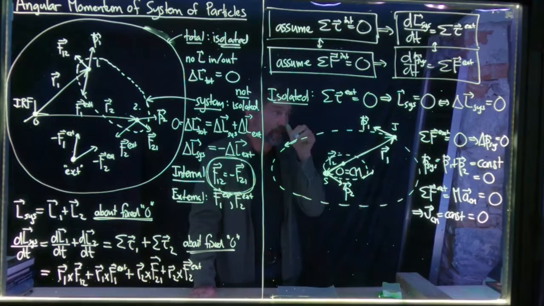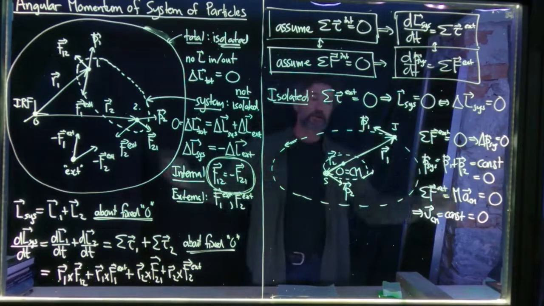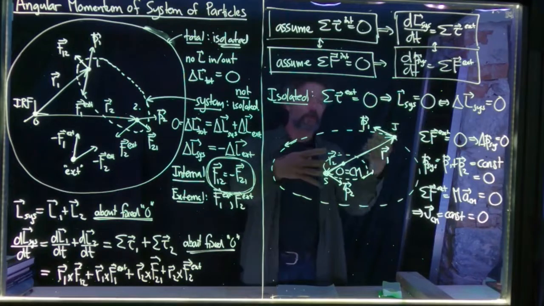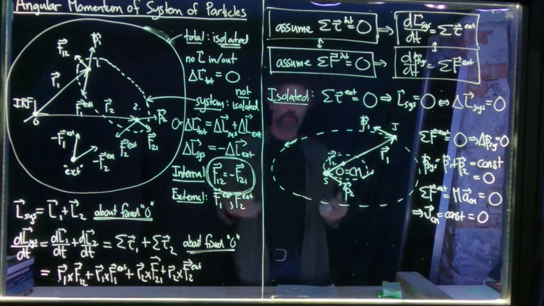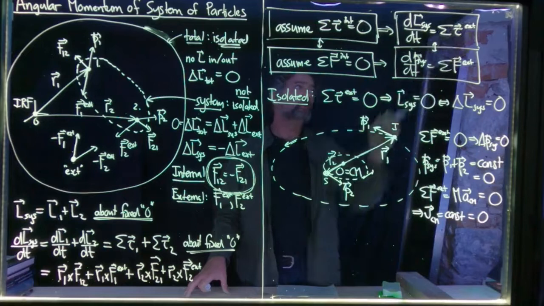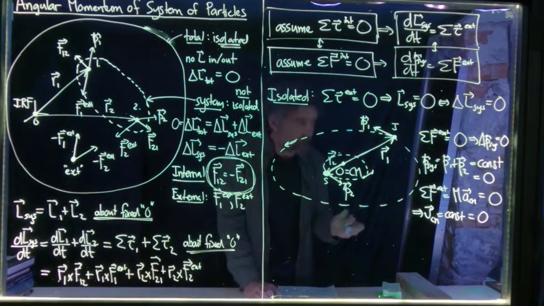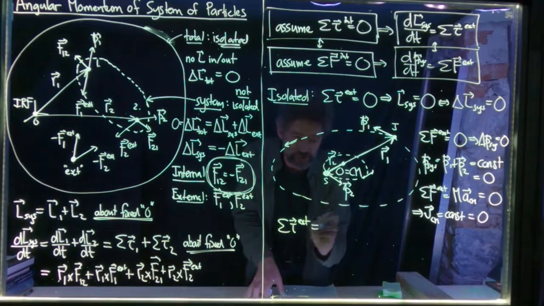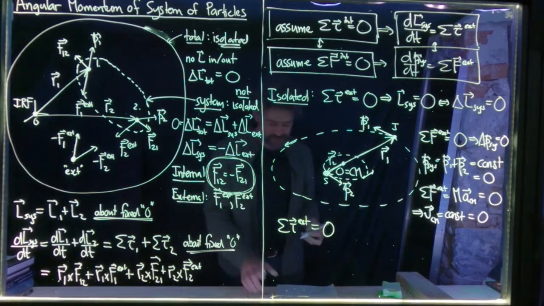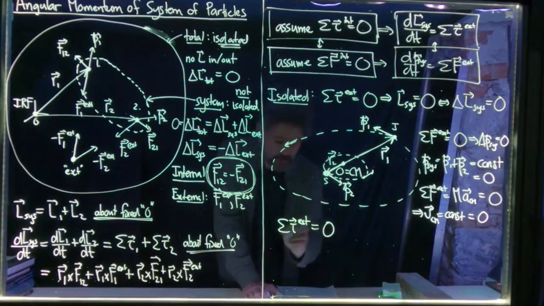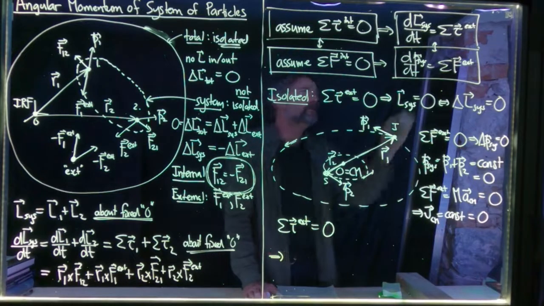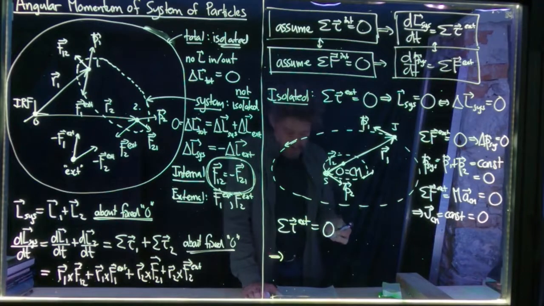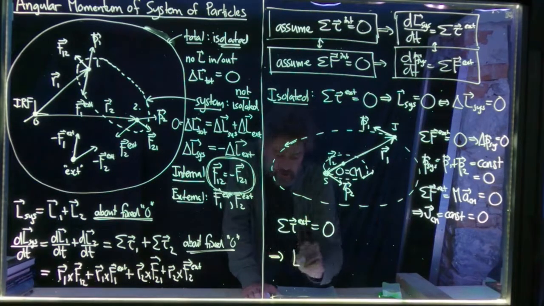There are no forces coming from objects outside acting on our Sun-Jupiter system, and so there are no torques. So the sum of the external torques is equal to 0, because in this case there are no objects external to the system. And so that tells us that the time derivative of the system angular momentum is equal to 0, which means that the system angular momentum is constant. So what is that constant?